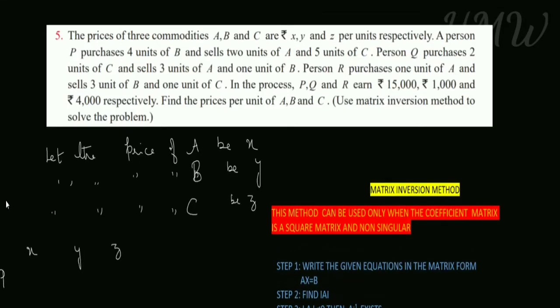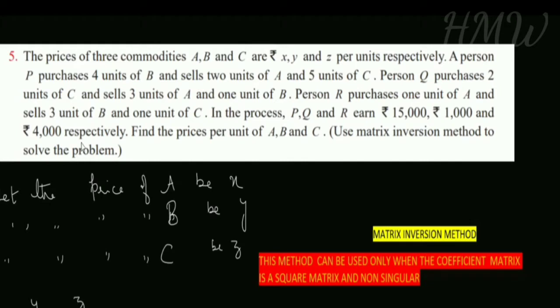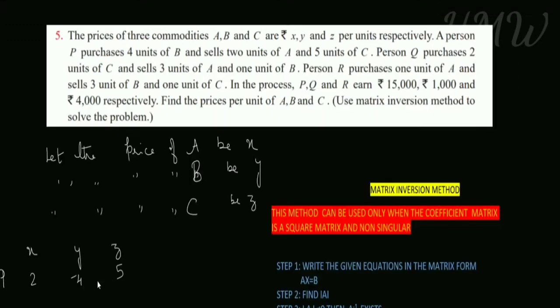The person P is purchasing 4 units of B. Purchasing means, as I told you, it is negative, so it is minus 4y. And sells 2 units of A, this is plus, and 5 units of C. So the first equation is 2x minus 4y plus 5z. This is for the person P.